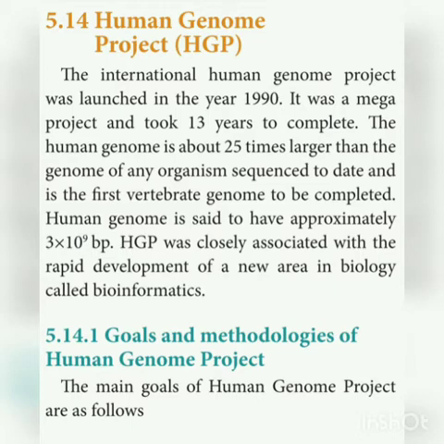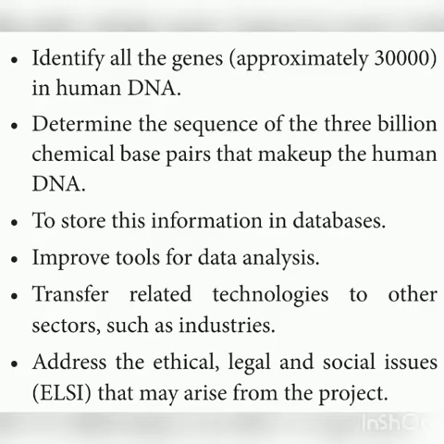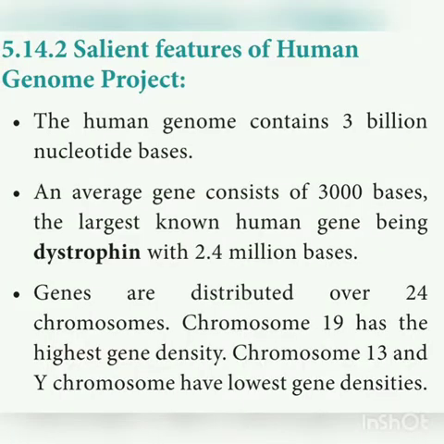So what are the goals and methodologies of the Human Genome Project? The main goals of the Human Genome Project are to identify all the genes, to determine the sequence of 3 billion chemical base pairs that make up the human DNA, to store this information in databases, and to improve tools for data analysis, to transfer related technologies to other sectors such as industries, and to address the ethical, legal and social issues. And you have to go through the salient features of the Human Genome Project also.